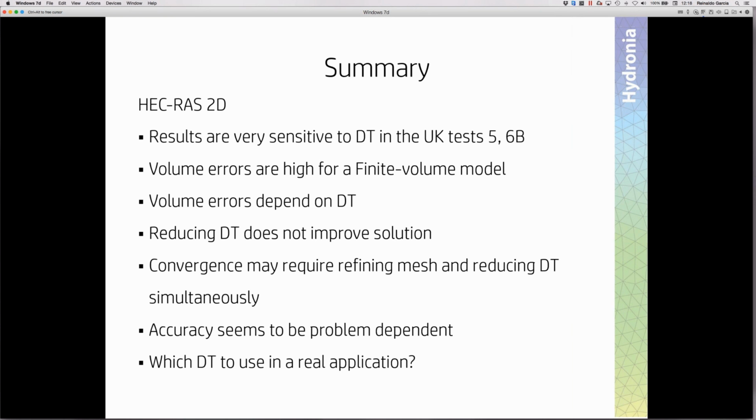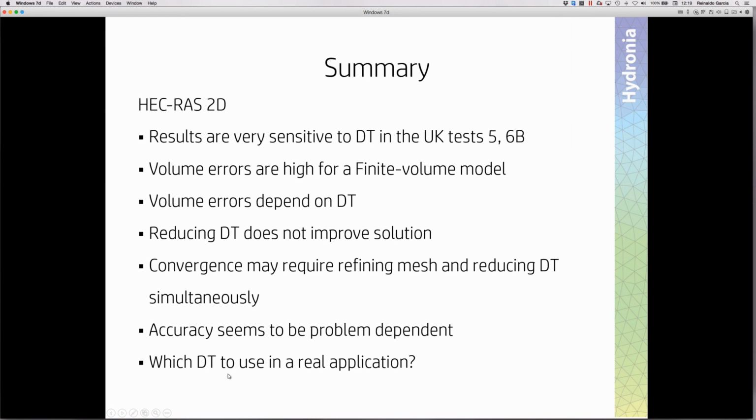Again, we didn't test changing the mesh. The problem with changing the mesh is that the mesh size we use is the one that the UK requires. If we would reduce the mesh for one model and not for the other, we would be comparing not apples with apples, but something else. So anyway, we didn't test that option. So the accuracy seems to be problem dependent. There are some problems and some points where the results are much better than others, and things like that.